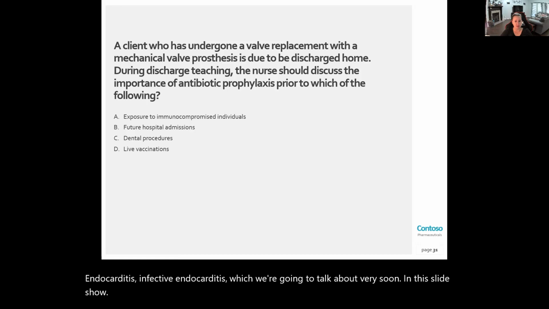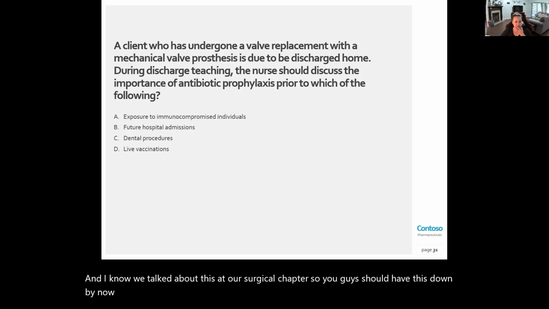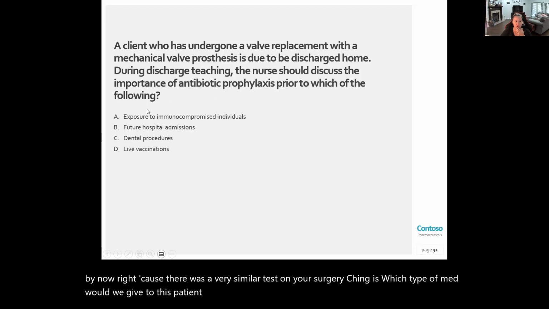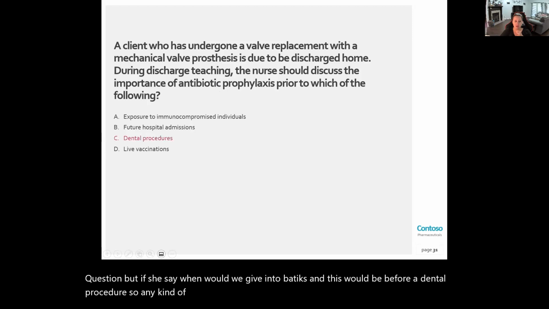And I know we talked about this in our surgical chapter, so you guys should have this down by now, right? Because there was a very similar test question on your surgery chapter, and it said which type of med would we give to this patient with a valve disorder before surgery, and the answer was antibiotics. So it's kind of a similar question, but it's just saying when would we give antibiotics, and this would be before a dental procedure, so any kind of invasive procedure. Okay.